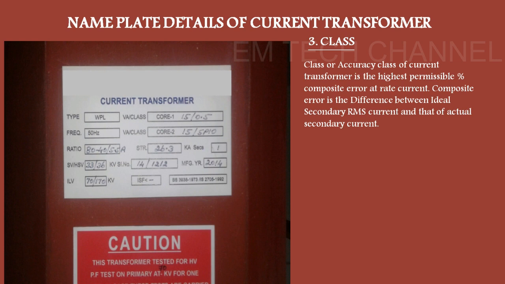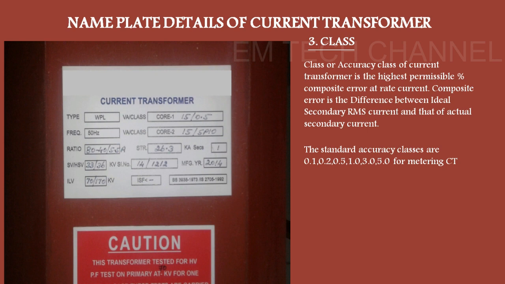0.5 means the manufacturer says this CT will produce an error of only 0.5% at the rated current. What is a composite error? Composite error is the difference between the theoretical sinusoidal current and the actual current that the CT takes in. This CT can give 0.5% error, which means it can work with 99.5% accuracy. Standard accuracy classes for metering CTs are 0.1, 0.2, 0.5, 1, 3, 5.